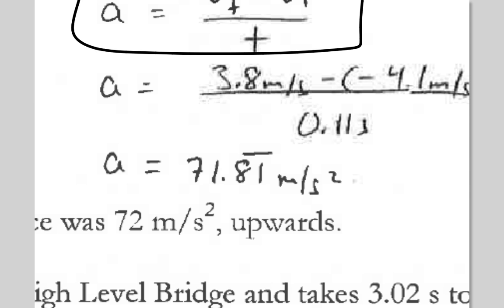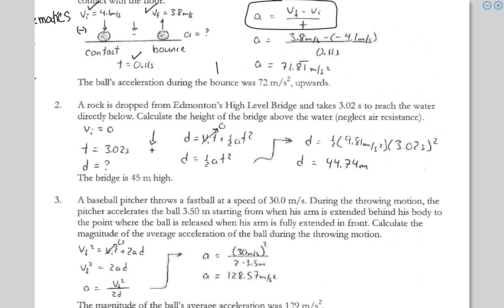Let's take a look at number two. A rock is dropped, right beside this ball question. Can you please just put the word free fall? That's a very typical type of question for Physics 20. You could just memorize these two, especially these first two questions. That will help you.